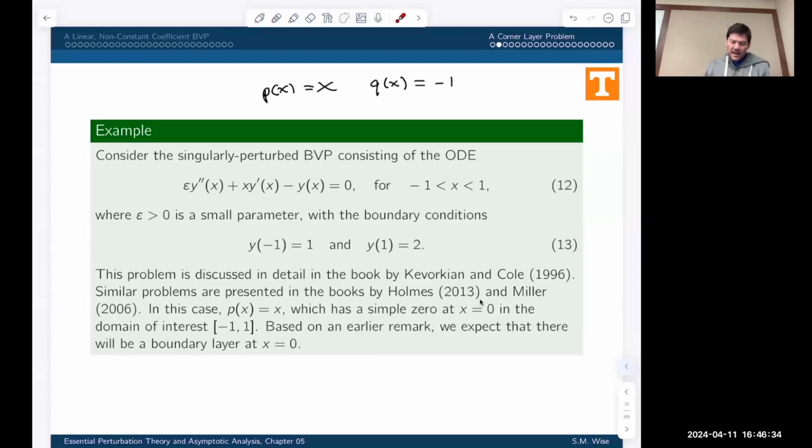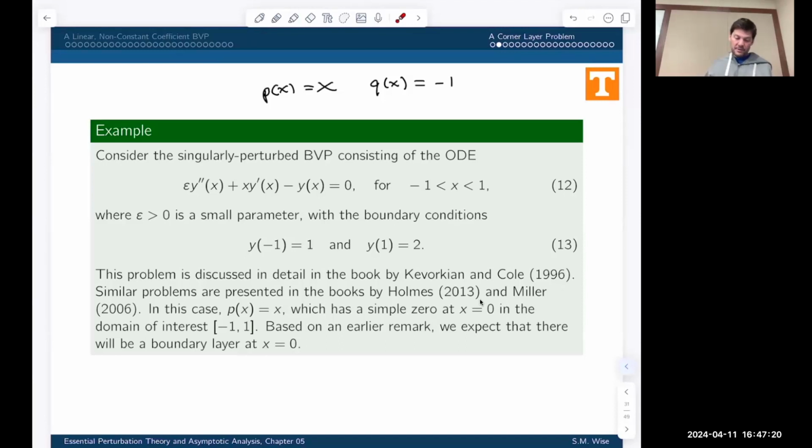In this case, our P has a 0 right in the middle of the domain of interest, -1 to 1. It's 0 whenever x is equal to 0. So what do we do in that case? Well, we had a remark, and the remark said we're probably going to expect to see a boundary layer at the location of that simple 0. So we're expecting to see a boundary layer at x equals 0. In this case, that's exactly what happens. We have a boundary layer at x equals 0. And there's another way we're going to know this is true. We're going to exhibit an actual analytic solution for this problem. So let's do that next.